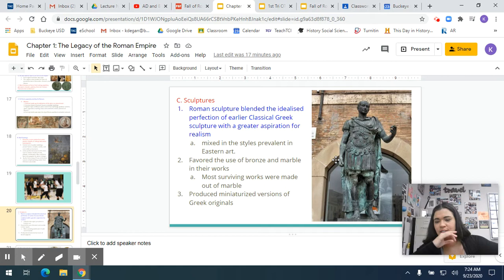Okay, sculptures. I think you've seen this in the couple of videos I've shown you. This is a sculpture of, I believe, Augustus. Roman sculptures blended the idealized perfection of earlier classical Greek sculptures with greater aspirations of realism. That means they wanted a more realistic version of what people look like. Now, kids, this is super important to remember because in some months when we circle back to parts of Europe, when we get to the Renaissance, this is what they're going to try and reinvent. Renaissance means rebirth, a rebirth of culture. The culture that they're rebirthing is Roman culture.